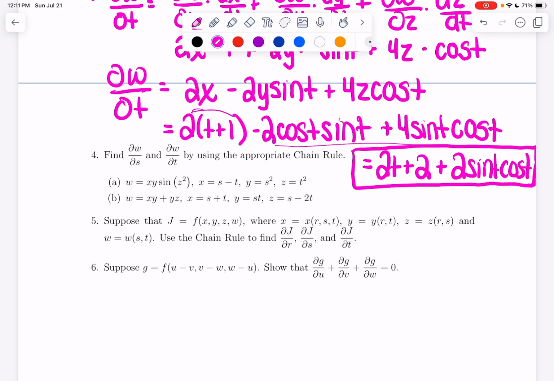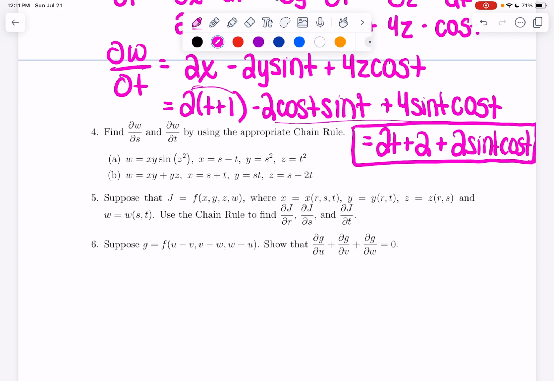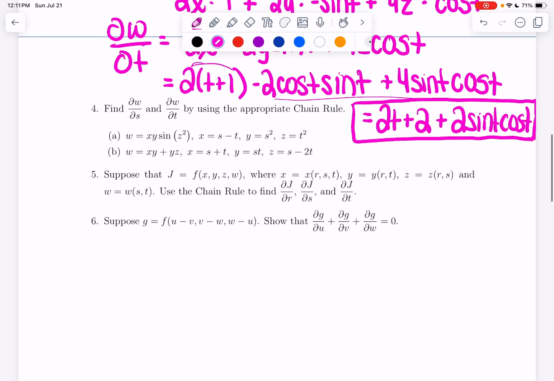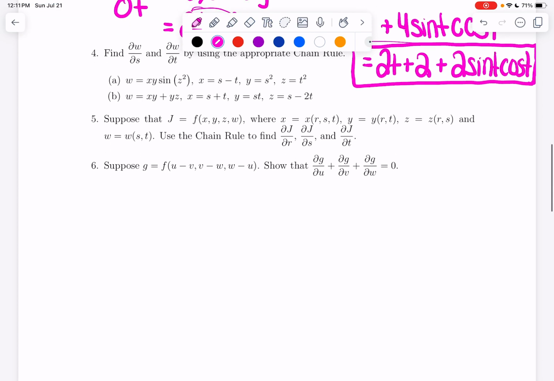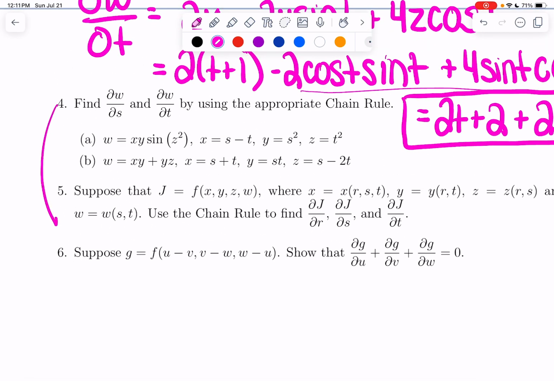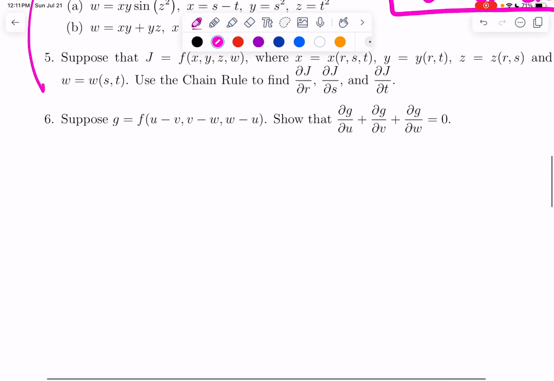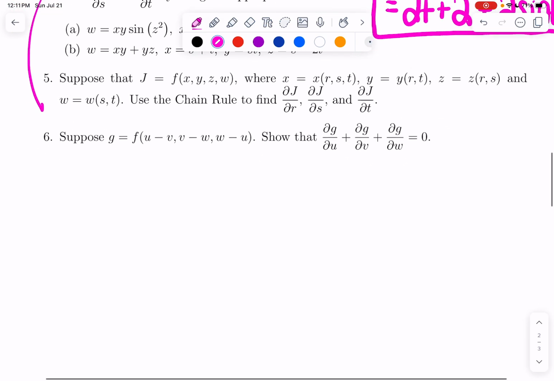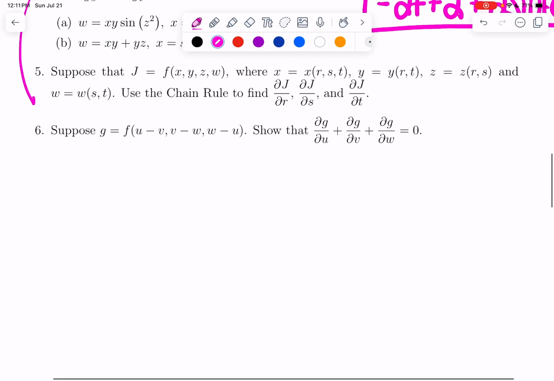And of course, we could check it with that other method that we just showed. Furthermore, if we were looking at proving something, these two are similar to the problem that we just did. It says suppose g is equal to f of (u minus v, v minus w, and w minus u). Show that dg over du plus dg over dv plus dg over dw is equal to 0.